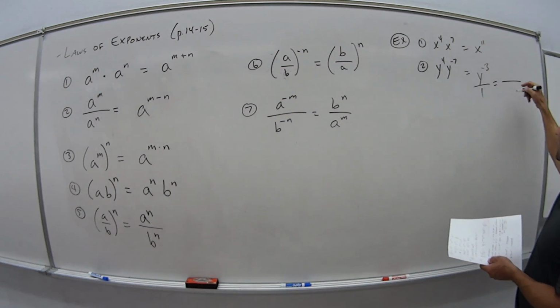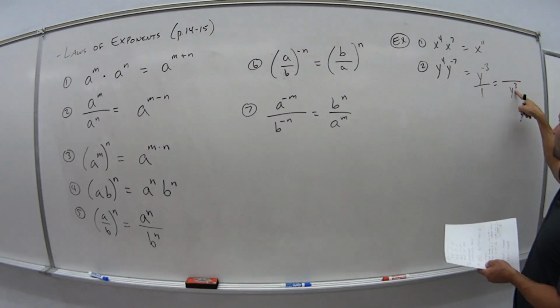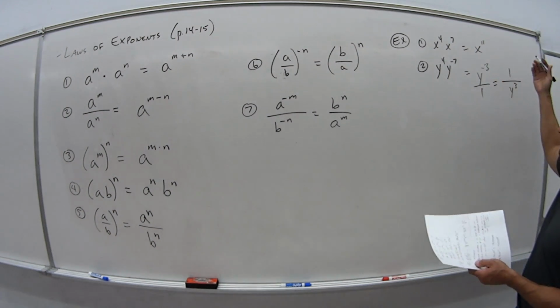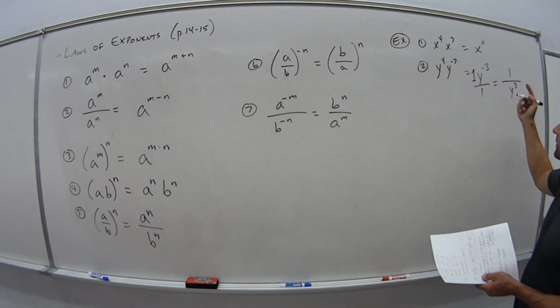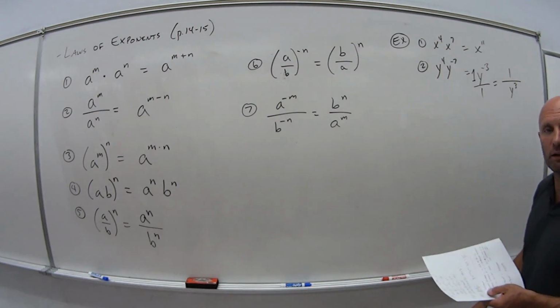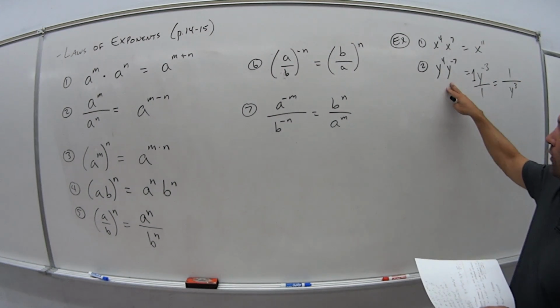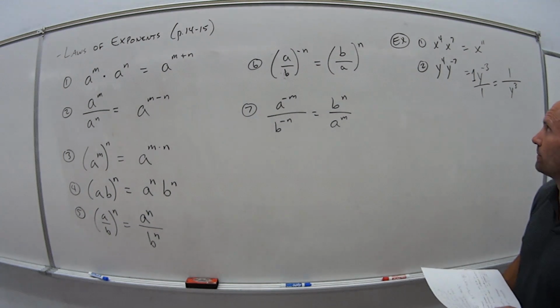So if I bring this down into the denominator, the exponent becomes positive, and I'm just left, this is like 1 times this guy. So I'm left with 1 in the numerator. So you should get 1 over y to the 3rd power.